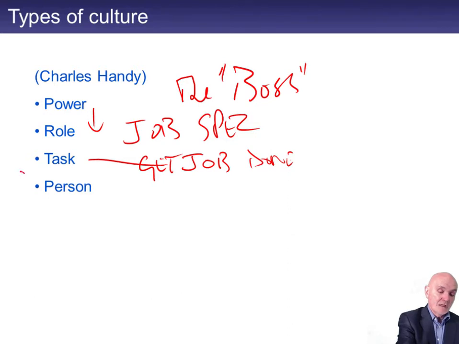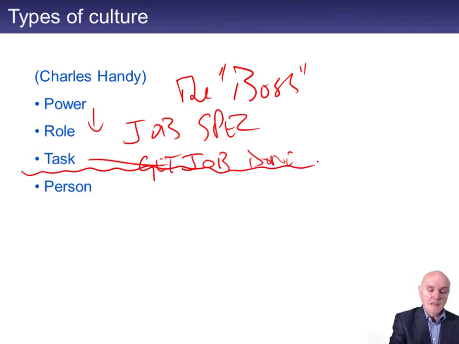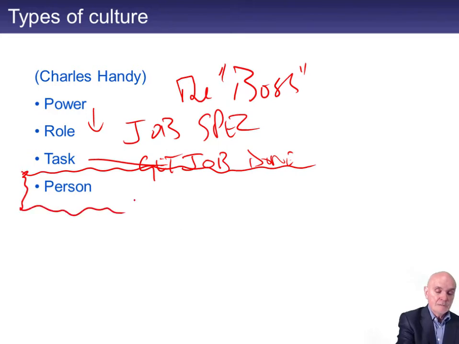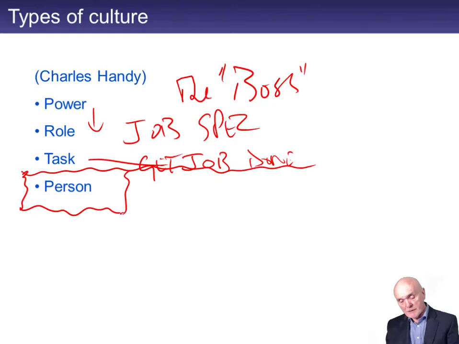The person culture is an odd one. You don't come across it very often. You have to work hard really to maybe think of a person culture. It's really where a person is pursuing their own ambitions and preferences. They have to do it within the context of an organization, but they're not really interested in the organization.